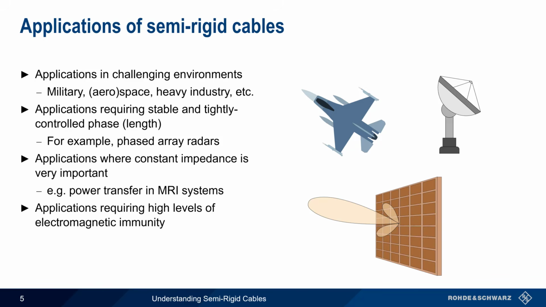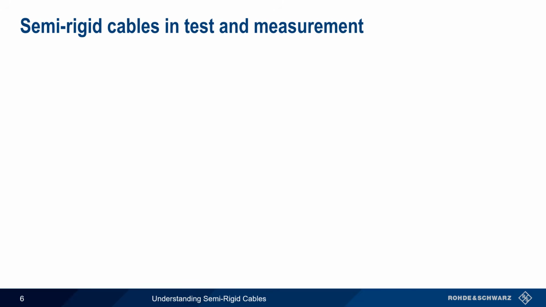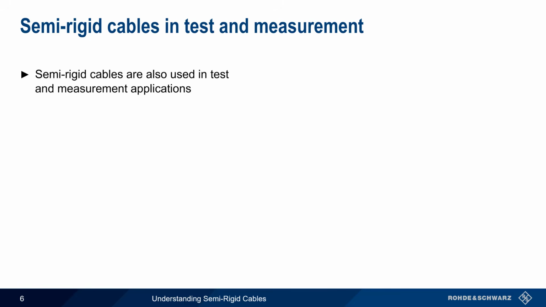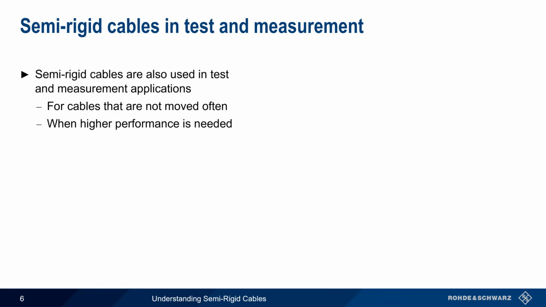And as we mentioned previously, the outer shield of semi-rigid cables greatly enhances their electromagnetic immunity. Among other things, this makes semi-rigid cables a good choice in installations that are in close proximity to transmitters. Semi-rigid cables are also used in test and measurement applications, in particular for cables that are not moved or reconnected often, and/or when high performance is needed.